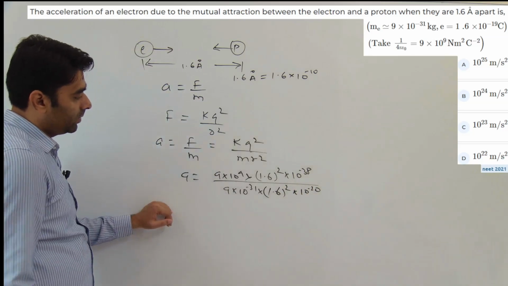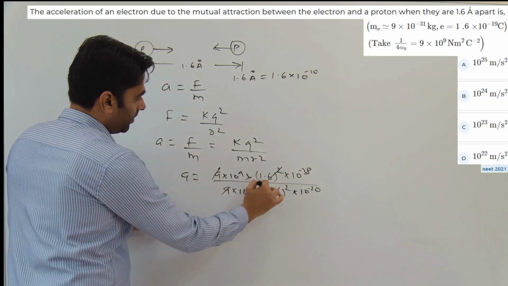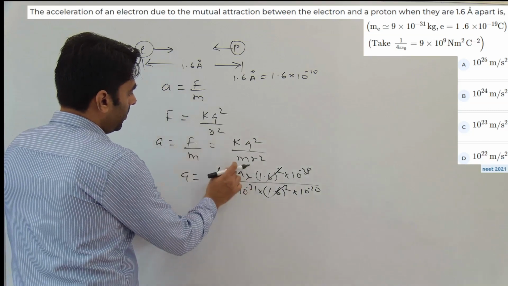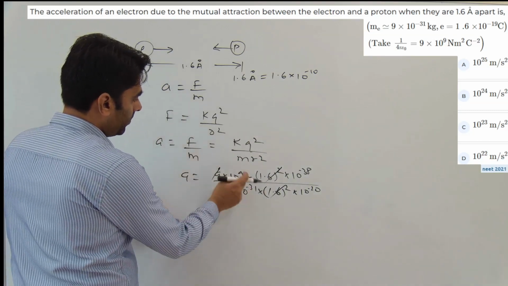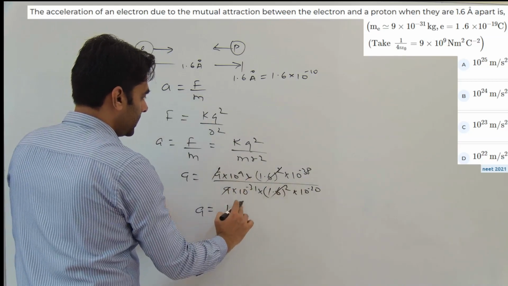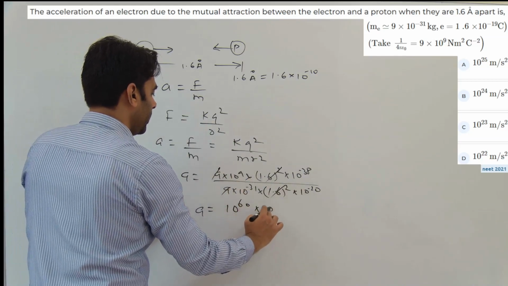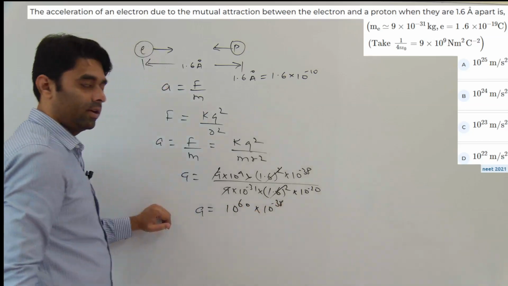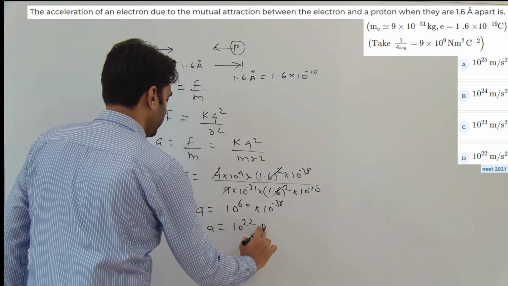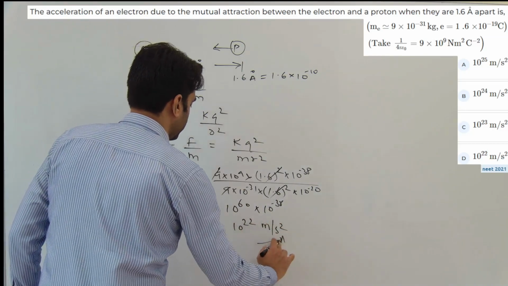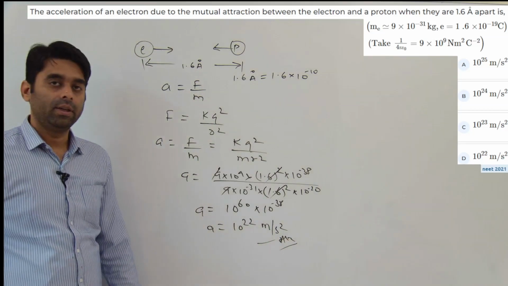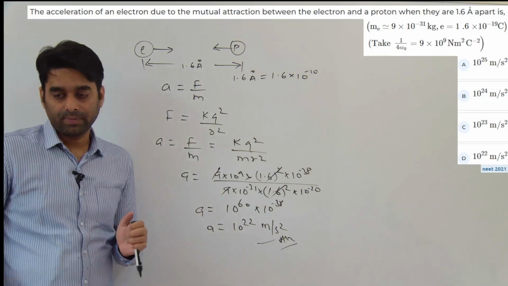What we have now? 9 and 9 cancel, 1.6 square goes. So this becomes 10 power 9 into 10 power 31... sorry, 10 power 40, and this will become 10 power 60 into 10 power minus 38. How much are we getting? 10 power 22 meter per second square, right? Which option do we have? Option number D. Option number D is our correct answer.